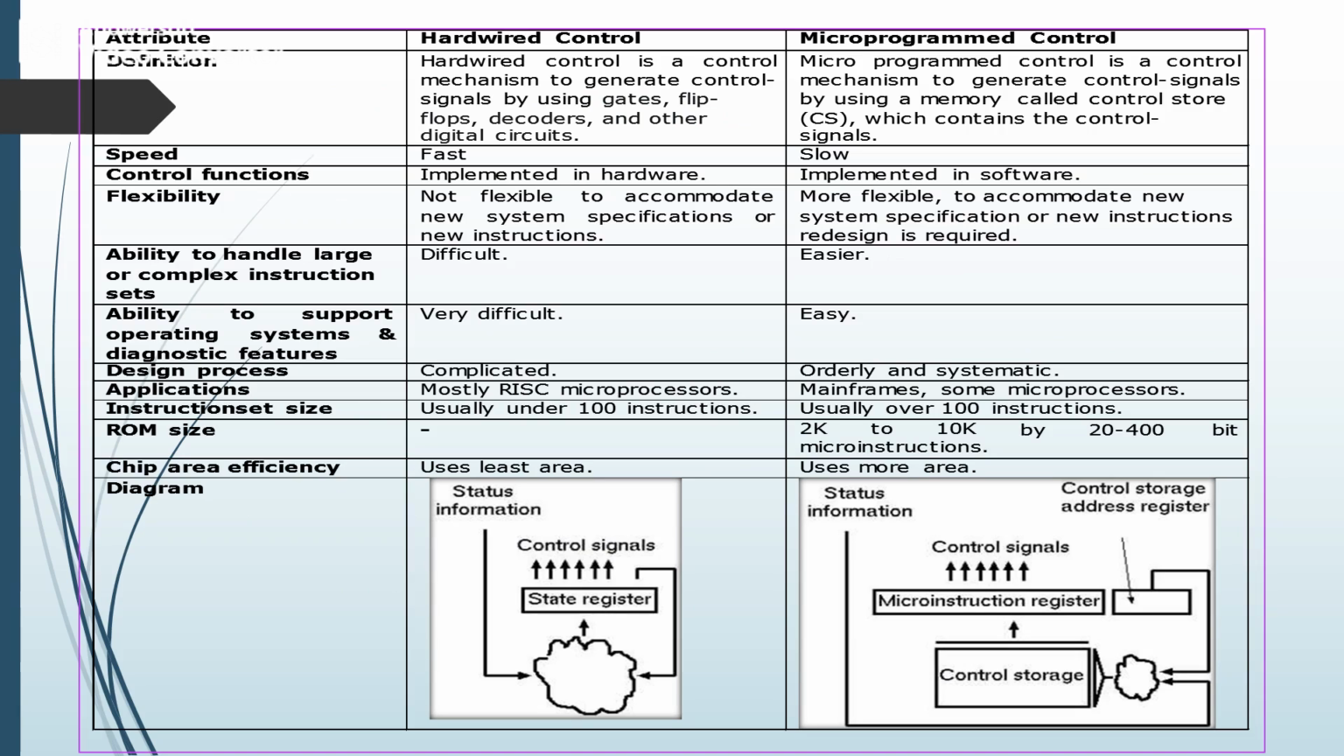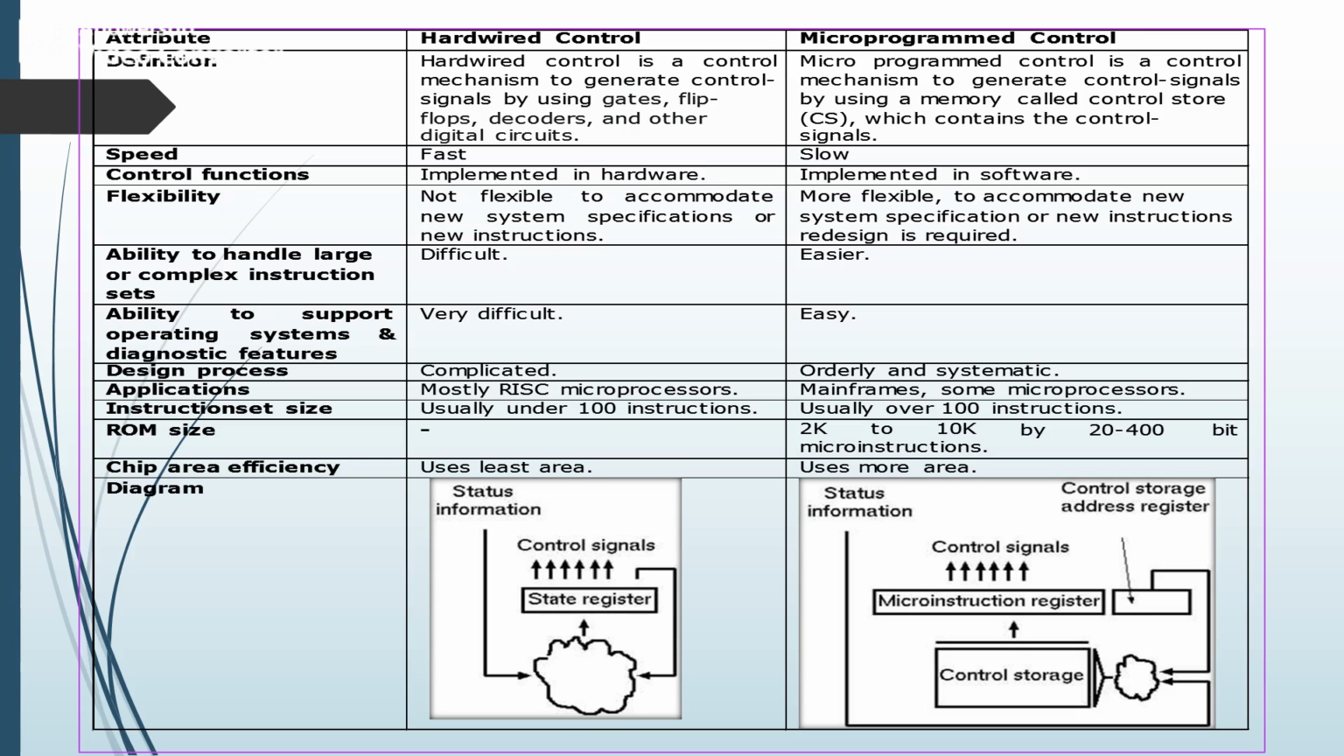Consider the difference between hardwired control and microprogrammed control unit. So we'll take different attributes. First we'll consider the definition. Hardwired control is a control mechanism to generate control signals by using gates, flip-flops, decoders and other digital circuits. Microprogrammed control is a control mechanism to generate control signals by using memory called the control store, which contains the control signals.